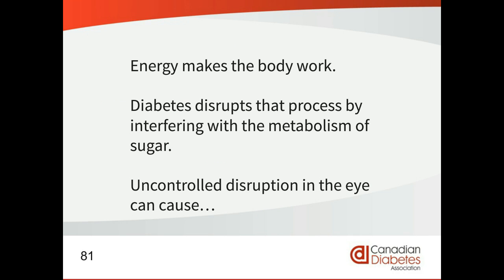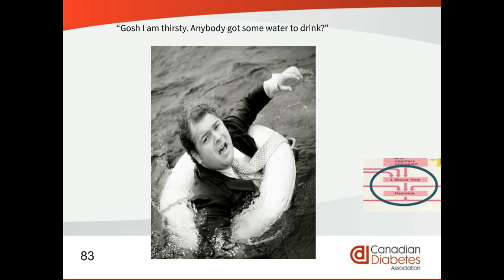Diabetes basically is the problem interfering with all this energy-forming substance. And uncontrolled sugar metabolism in the body, in the eye, can cause blindness, a lack of vision. And again, we're trying to avoid getting to this stage. Diabetes is often called a disease of starvation, a starvation in the face of plenty.